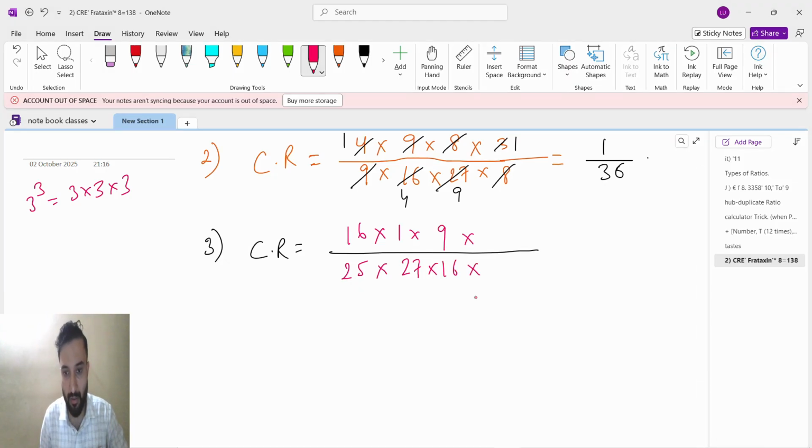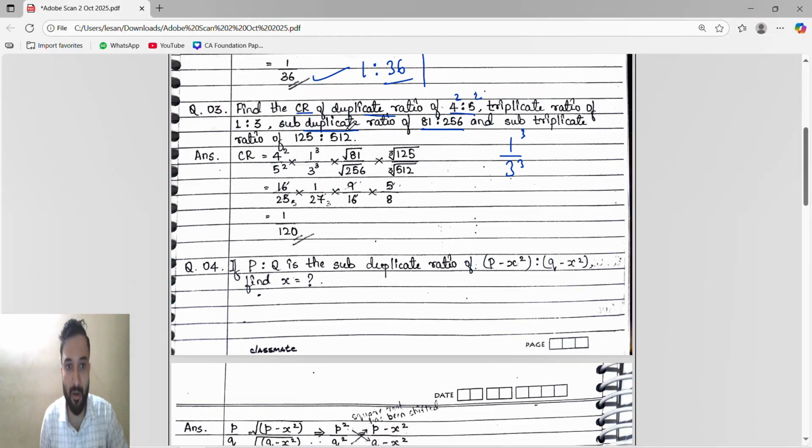Now they said the subtriplicate ratio of 125:512. Guys, see, subtriplicate means we have to take the cube root. The cube root of 125 and the cube root of 512. That's why, guys, I said you have to learn the cubes till 10 and the squares till 15. Why? Because the cube root of 125 is 5, since 5 cube is 125, and 8 cube is 512. If you know the cubes till 10, it will become easy to write down.